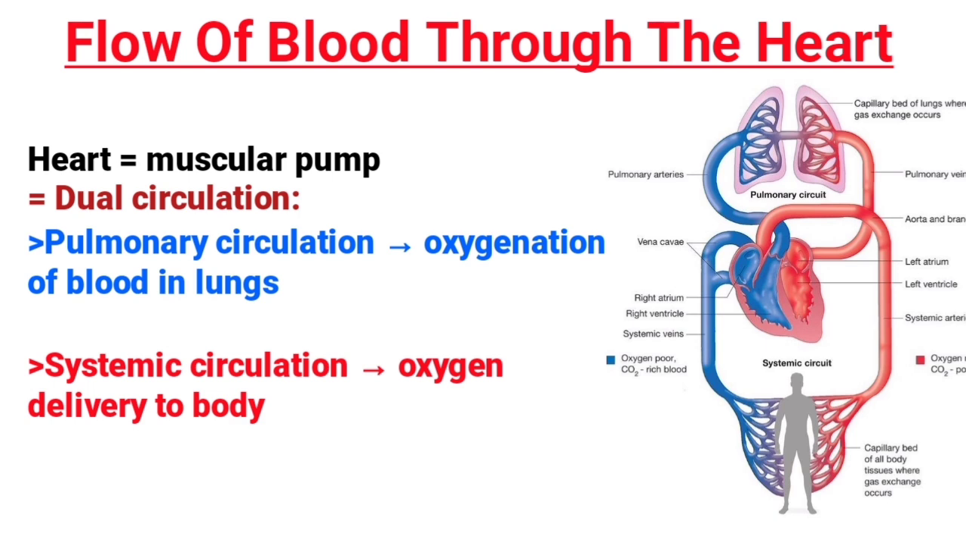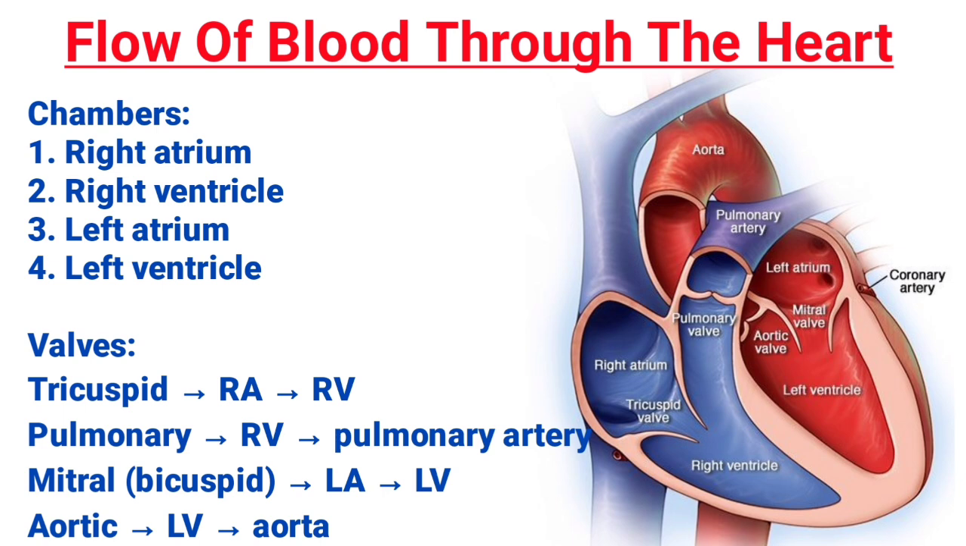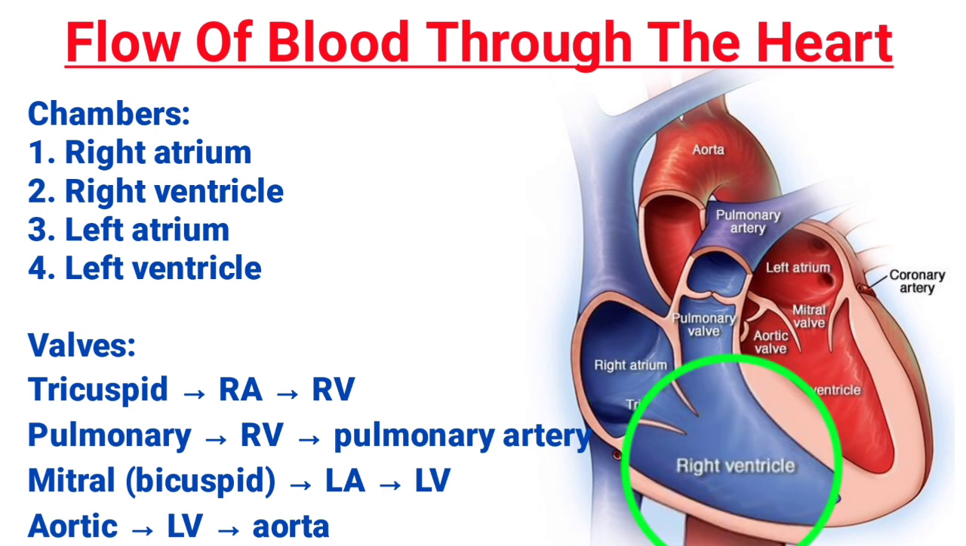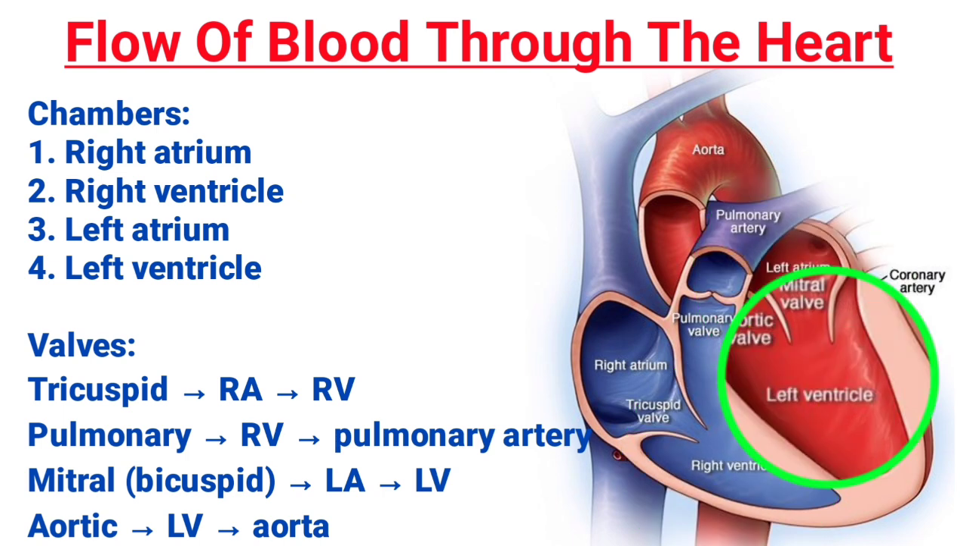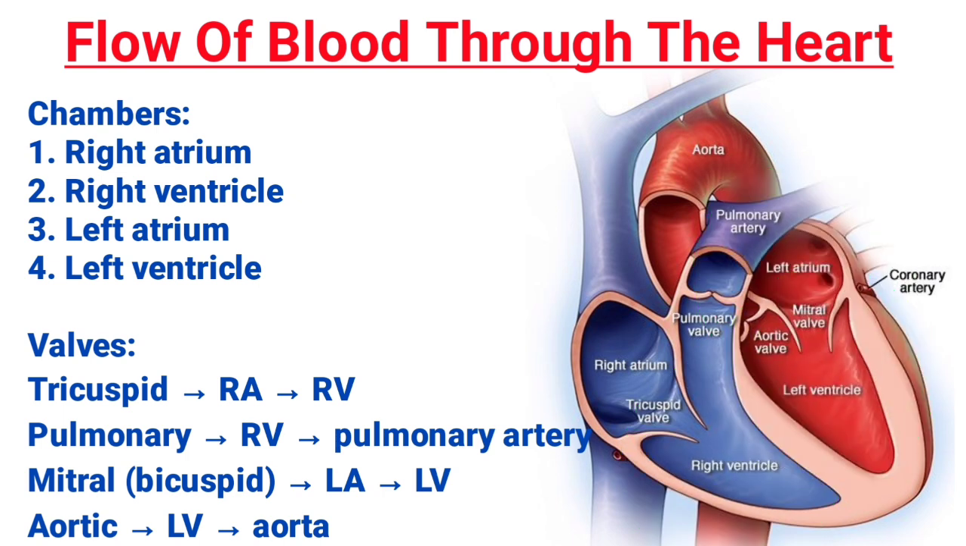rest of the body. Now, before we go into how this works, let's look at an overview of the anatomy of the heart. The heart is divided into four chambers: the right atrium, the right ventricle, the left atrium, and the left ventricle. These chambers are separated by valves that ensure unidirectional blood flow.